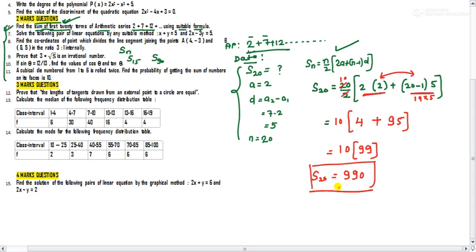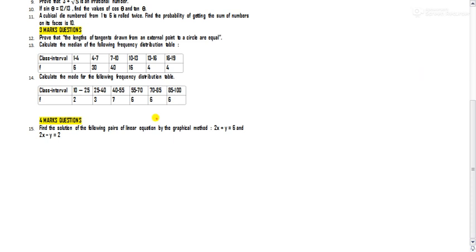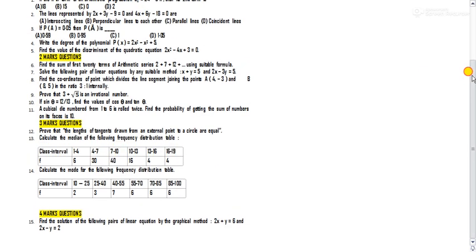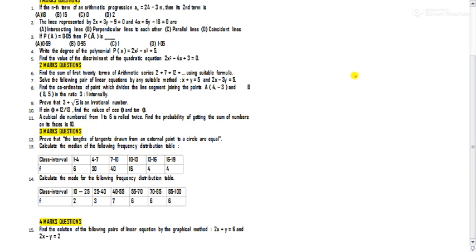Okay. So now the question is, question number 7. You can mute yourself if there is no necessity to speak. Even this is easy. They have asked, solve the following pair of linear equations by any suitable method. So let me write the equations first. x plus y is equal to 5 and 2x minus 3y is equal to 5.